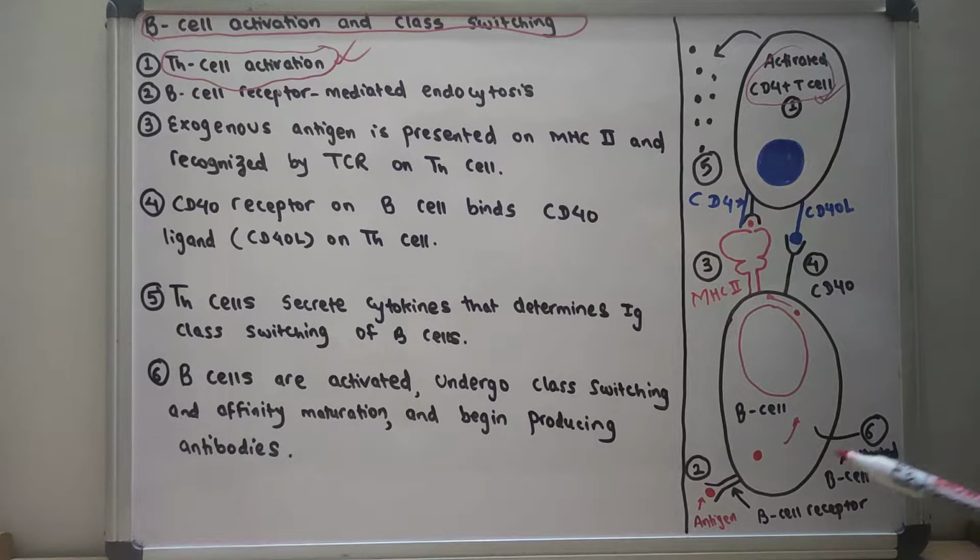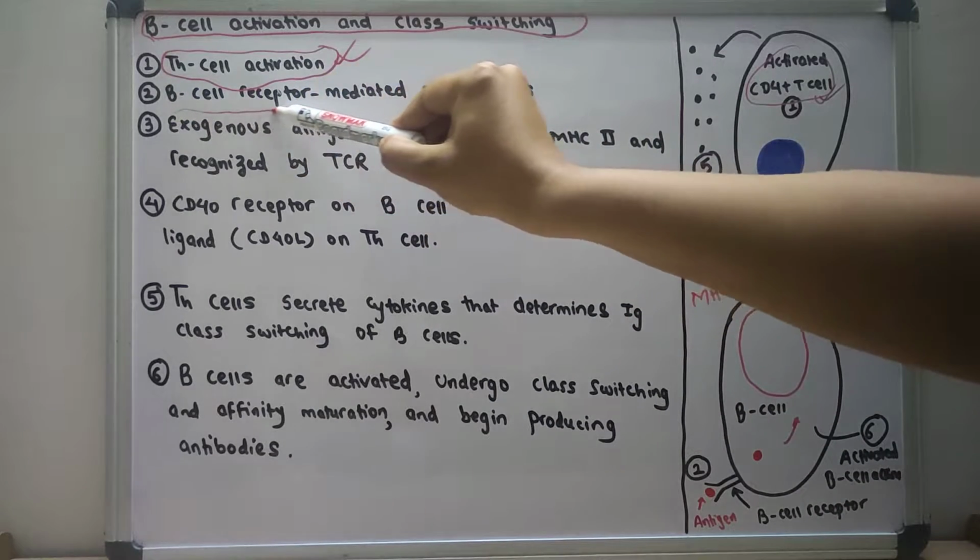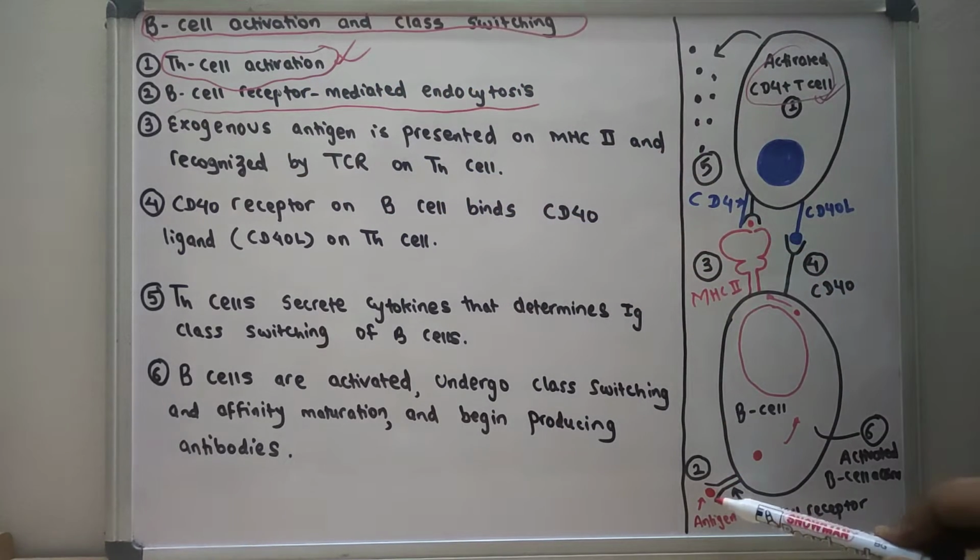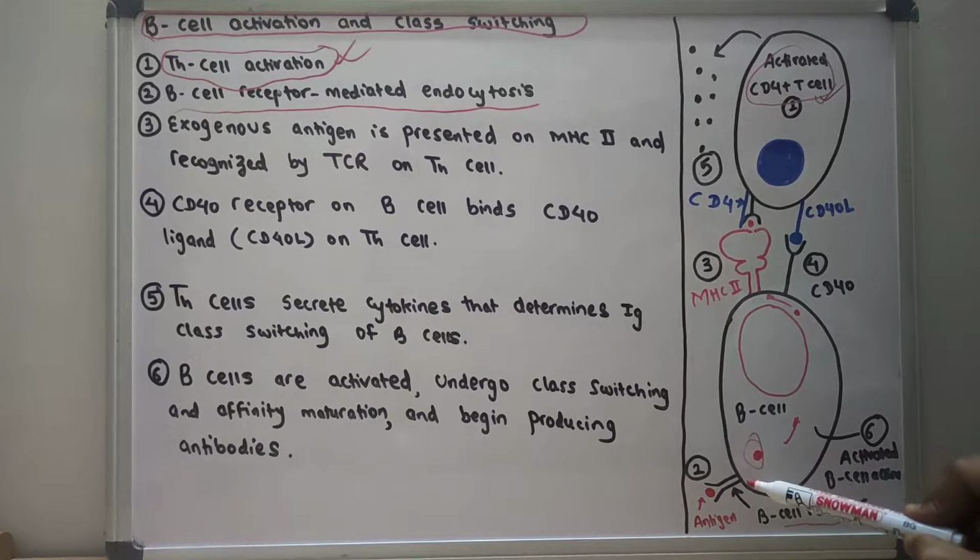In the second step, what happens? You can see here there is B cell receptor mediated endocytosis of the antigen. Here is the B cell receptor on the surface of the B cell, and when there is antigen in our body, then there is B cell receptor mediated endocytosis. So this B cell engulfs the antigen through the action called endocytosis.